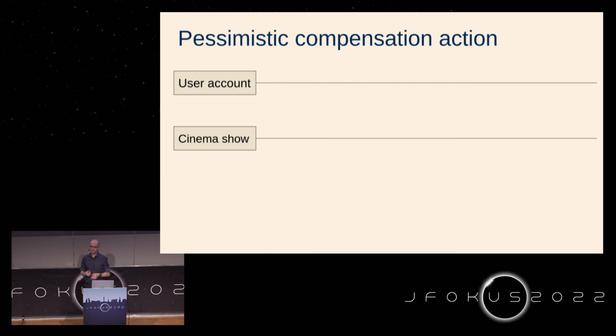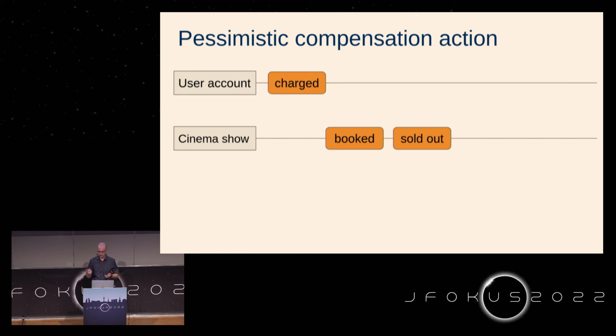So let's say that we are building a very simple application for buying tickets to some cinema shows. And we have two aggregates. A user account aggregate, which represents a user with some funds, and we can charge the user. And a cinema show, where we can reserve the seats, and we cannot sell more seats than available. So in case of a pessimistic compensating action, from the user perspective, first we will charge the user, because it's pessimistic. Then we will book the seat.